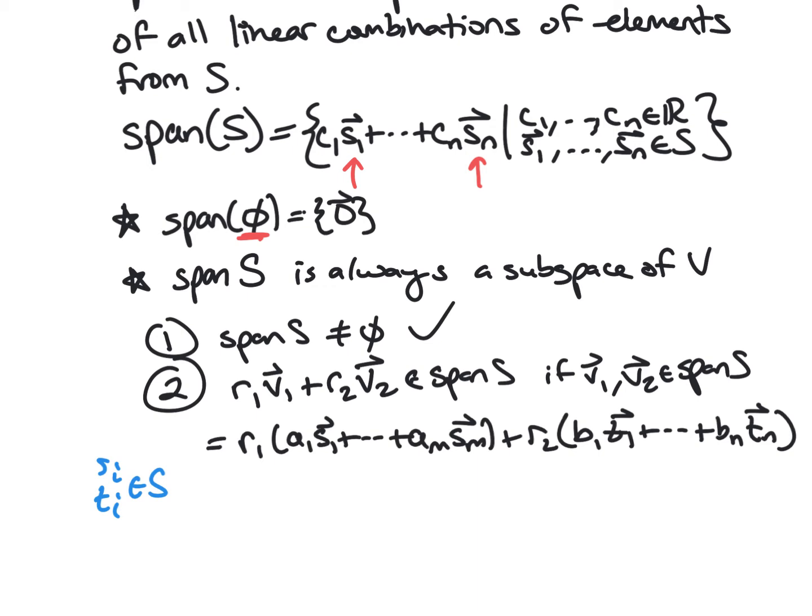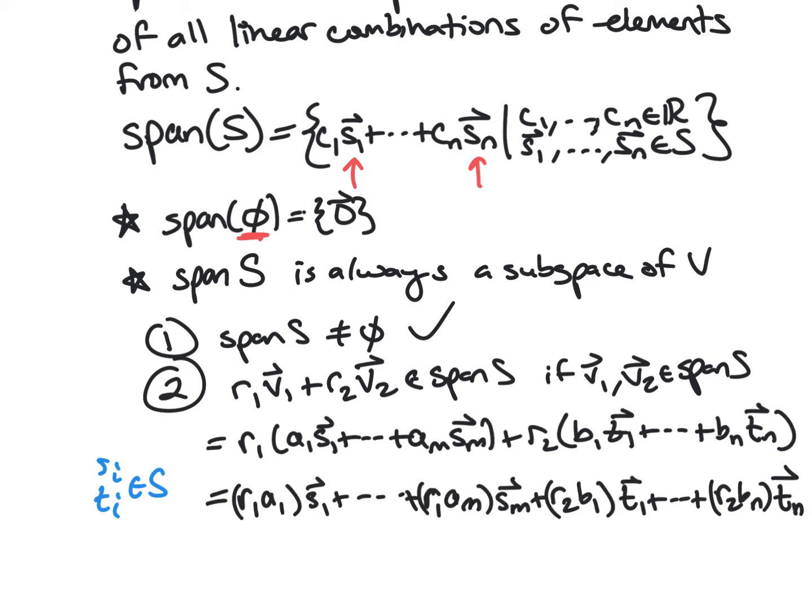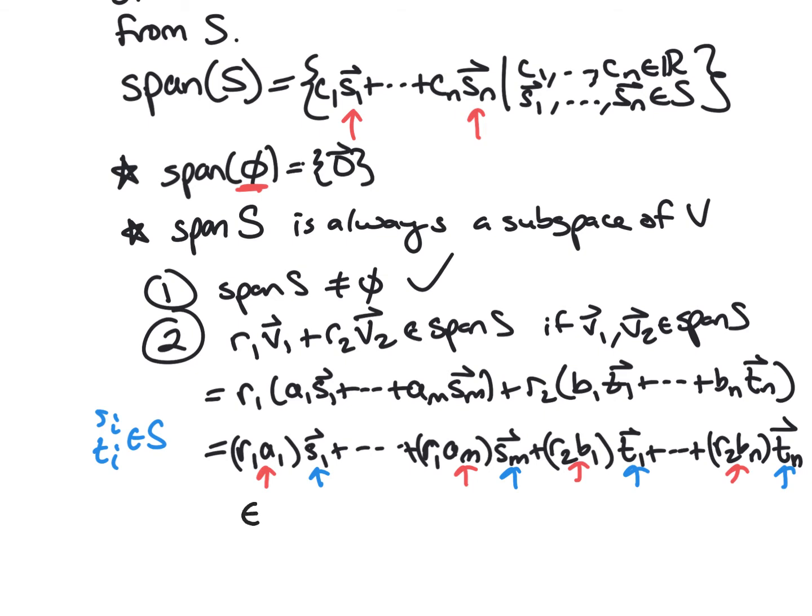And so basically you can just rearrange this, and it will look like this. So again, note that these are CI's, right? These coefficients here, and then in blue here, these are all vectors from our subset S, and so this is exactly fitting the definition of being in the span. Thus, it's in the span, and the two conditions are satisfied for being a subspace.